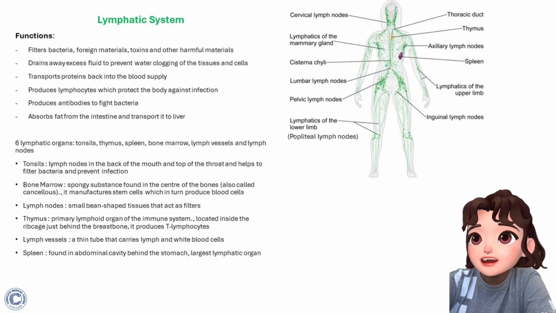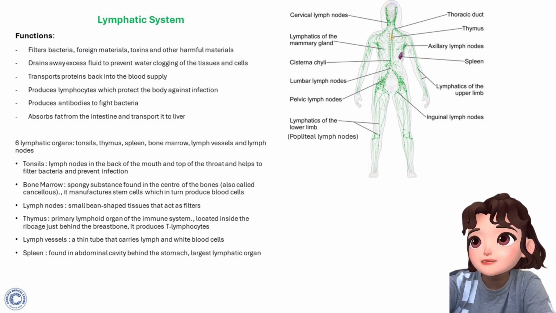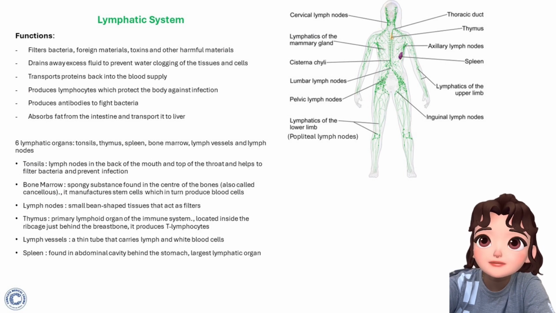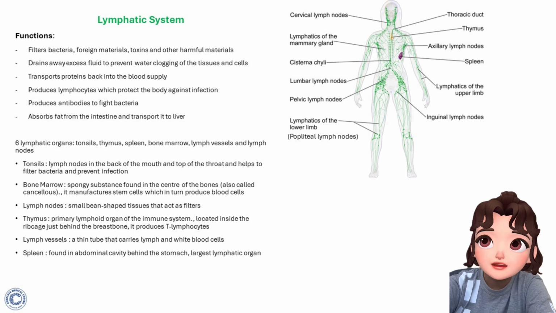Now comes the lymphatic system. It's also a part of the circulatory system. You can check in the picture. What does our lymphatic system consist of, or what is it made up of? Before that, let's move on to the functions of the lymphatic system.